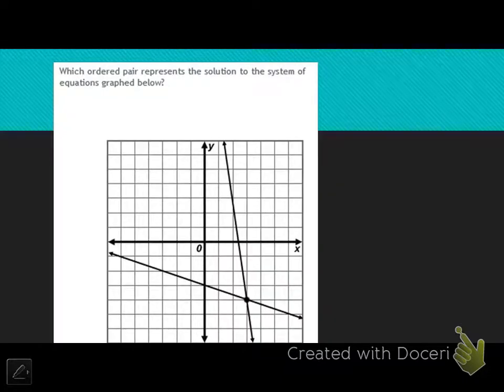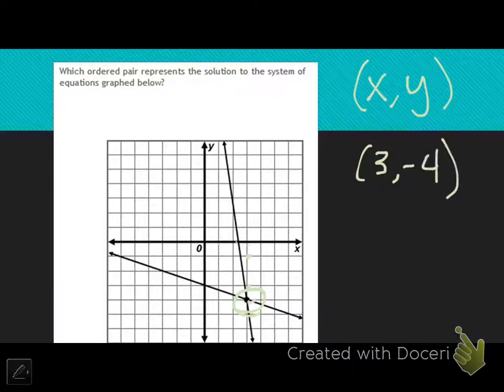Okay, which ordered pair represents the solution to the system of equations graphed below? Well, this is kind of what we did in the first lesson where we graphed and we saw how many times they touched and where they touched. Since there is no shading on this one, you've got to figure out where they're connecting. So here's where they're connecting. Since my points are always written x, y, let's see how many x we go over: 1, 2, 3. And how many y we go down: 1, 2, 3, 4. So that should be my answer.